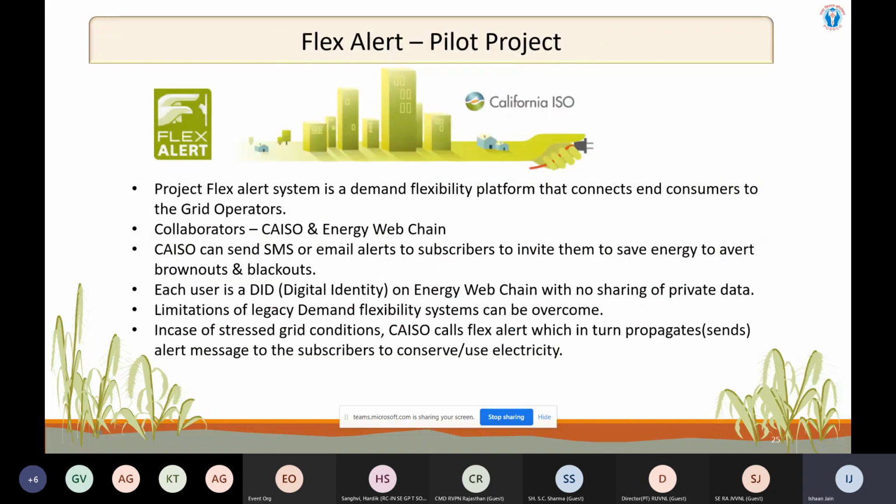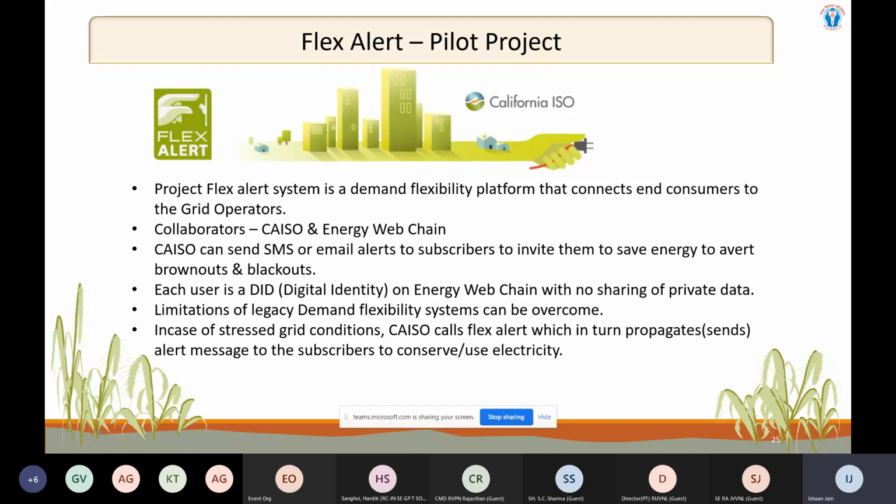This is one more project California ISO has taken up, basically the Flex Alert pilot project. And this is really very helpful to the grid operator. As a grid operator, I am very much concerned about the grid, and if you are an end consumer, you need to optimize your cost, and whatever contribution you can give to manage the grid, you need to do that. But yes, you need some incentives, and all these things are being planned. So it is called a demand flexibility platform that connects end consumers to the grid operators.